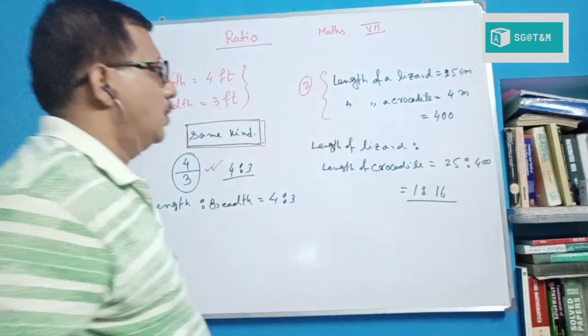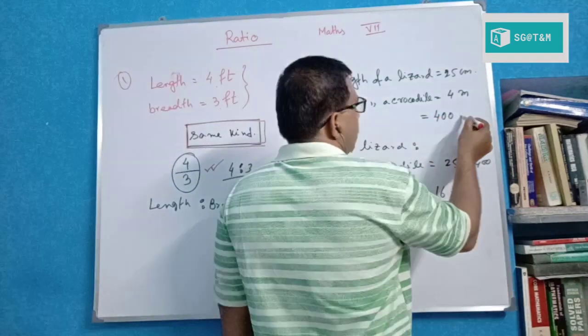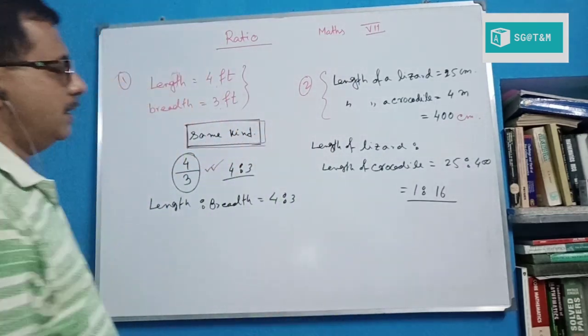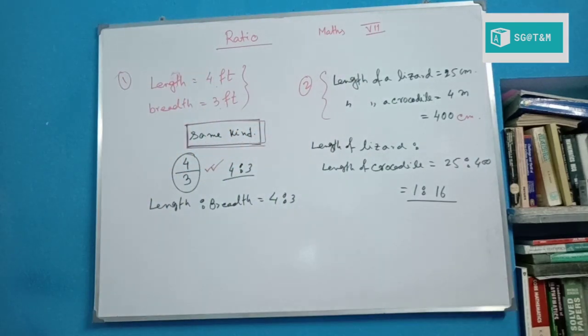In this case also, length is in centimeter, and this is also in centimeter, so centimeter cancels out. We get a quantity free from unit. So obviously a ratio must be free from unit, a unitless quantity. Okay.